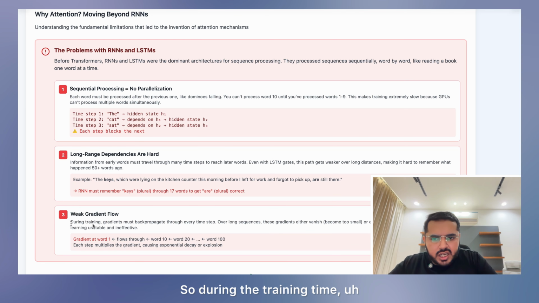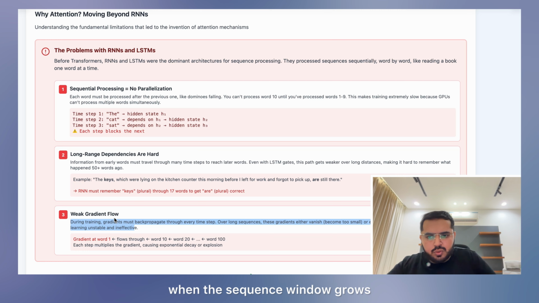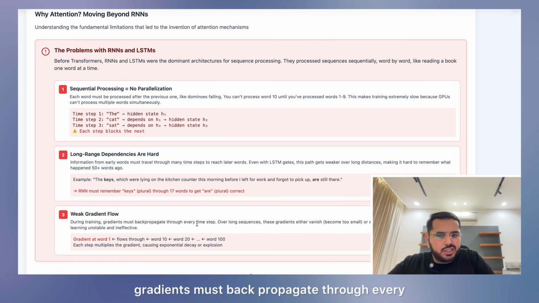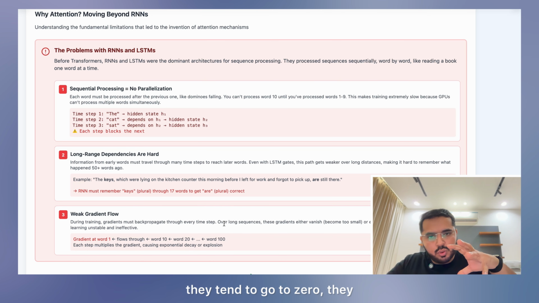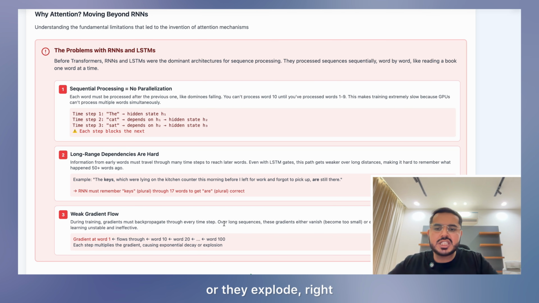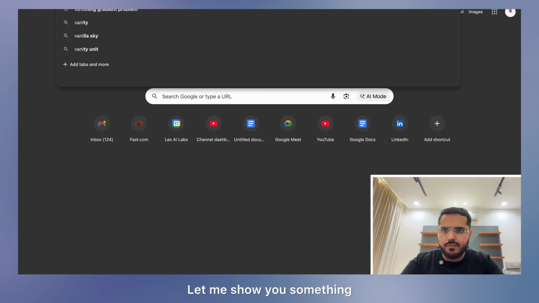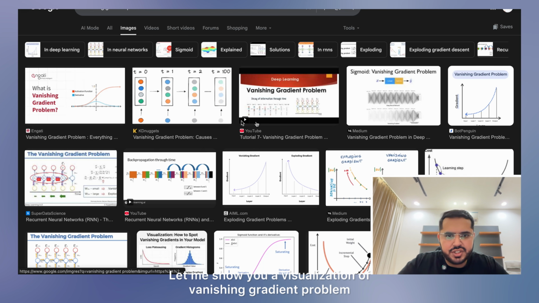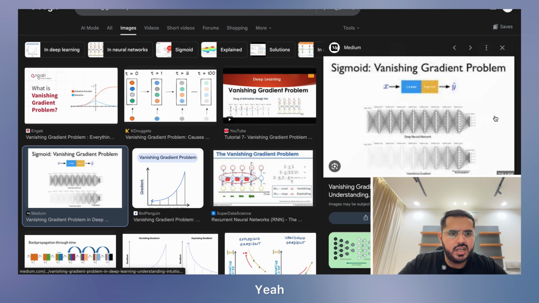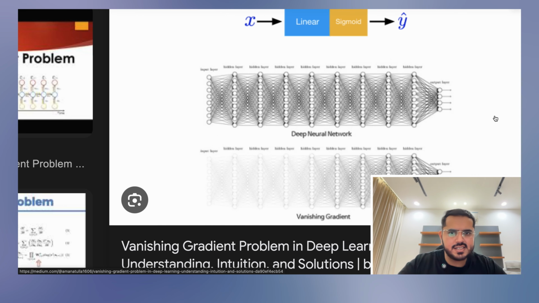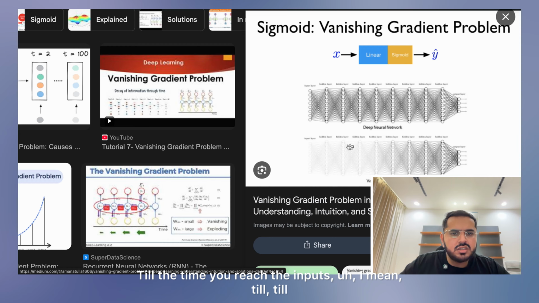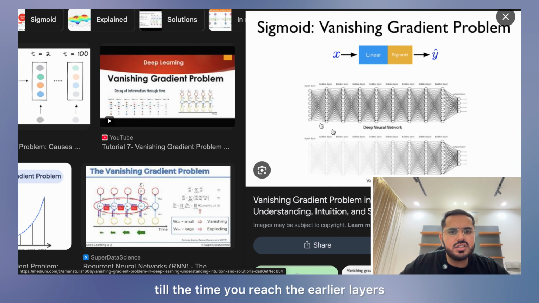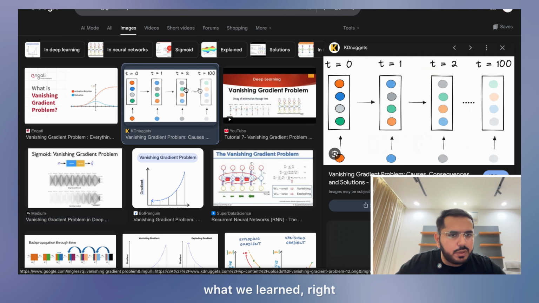During training, when the sequence window grows, gradients must backpropagate through every time step. Over these long sequences, the gradients either vanish, that is, they tend to go to 0 and become very small, or they explode. Let me show you a visualization of the vanishing gradient problem. You can see when the layers get dense and we stack layer after layer, this is what happens. By the time you reach the earlier layers, we have already forgotten what we learned.